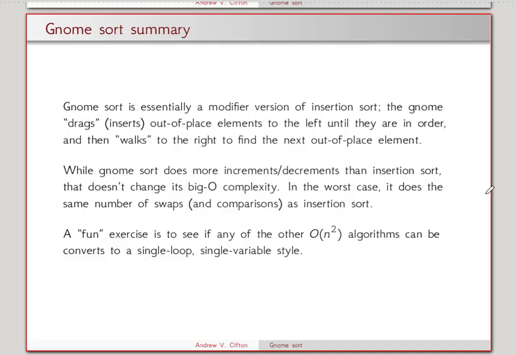A fun thing to maybe try would be to see if you could do a similar thing with bubble sort or selection sort. Can you turn those into one loop, one variable algorithms where we're just using increments and decrements to do all the work? I'm not sure. It's a sort of interesting thing to think about.